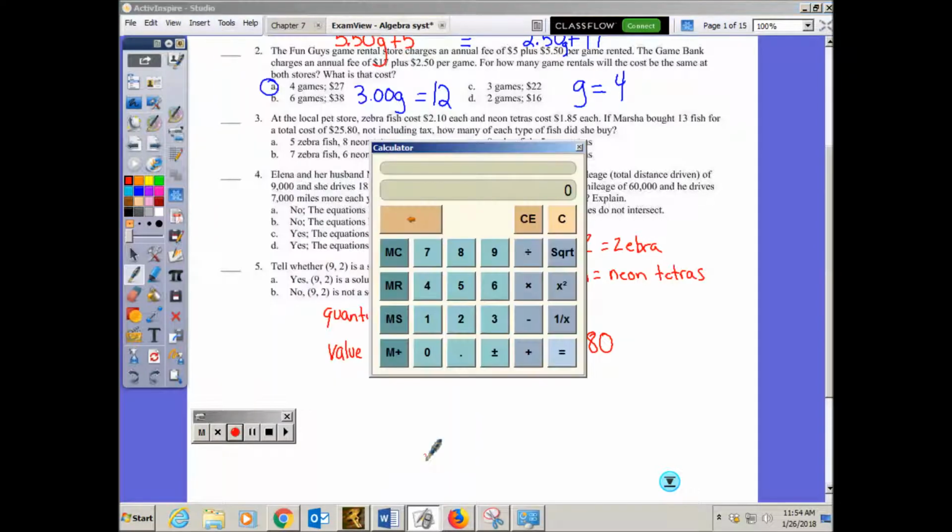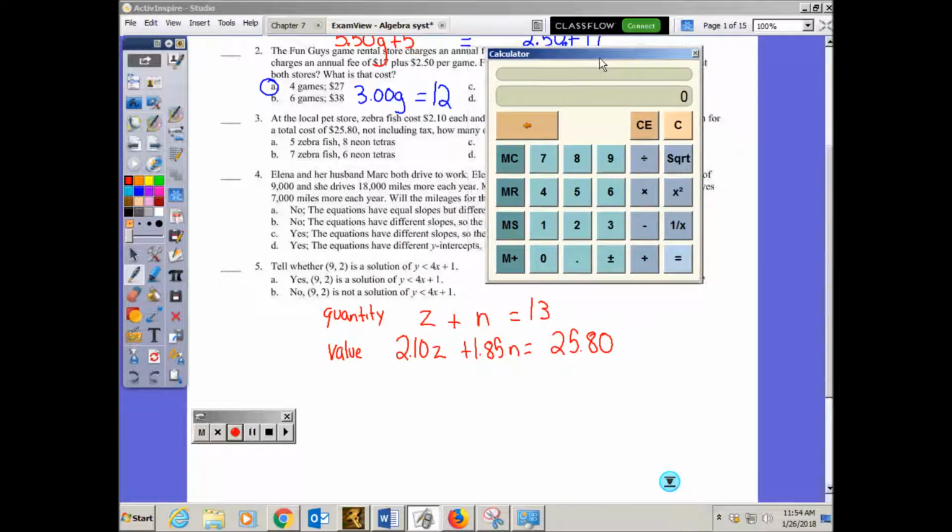So I'm going to have a calculator out here. My first option is 5 zebras, and a zebra is $2.10 each, so that's $10.50 for zebras. Plus $1.85 times 8 for neon tetras is $14.80. $14.80 plus $10.50 is $25.30, and how much did she spend? So does option number 1 work? No.